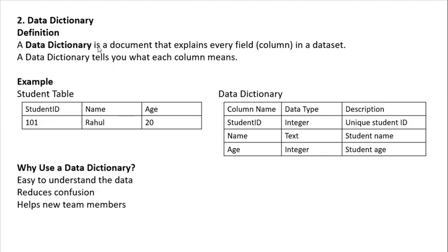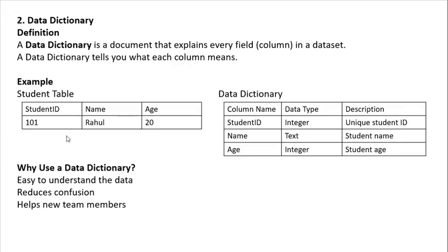A data dictionary is a document that explains every field, meaning every column, in a data set. A data dictionary tells you what each column means. For example, inside a student table, student ID, name, and age are given, and the data dictionary shows the column names, data types, and descriptions.